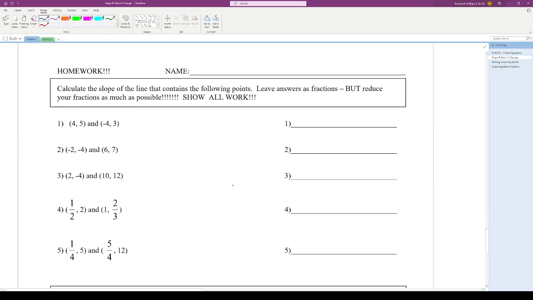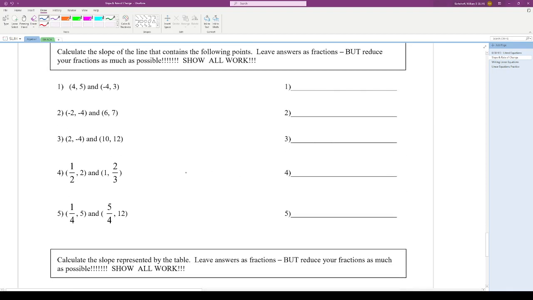So these are homework. These are similar to the problems that we've been doing. You should be practicing some of these. You have ones where you're calculating the slope. I think all of these are slope calculations. Yes, these are all slope calculations. And notice that it says we want to leave our answers as fractions. So we don't want decimals here.